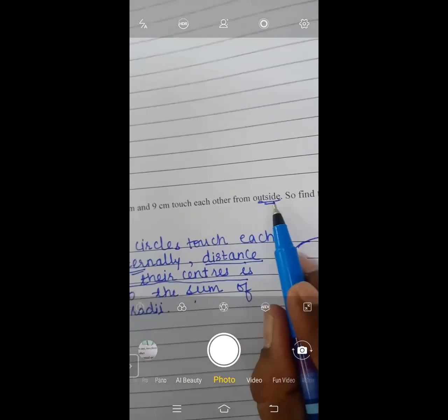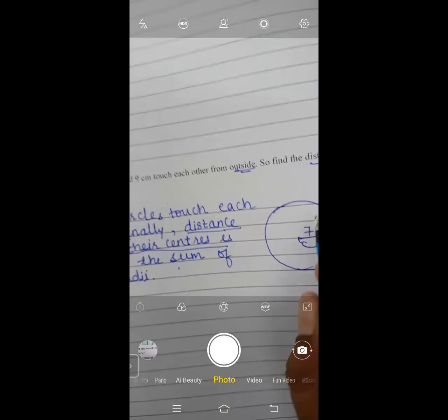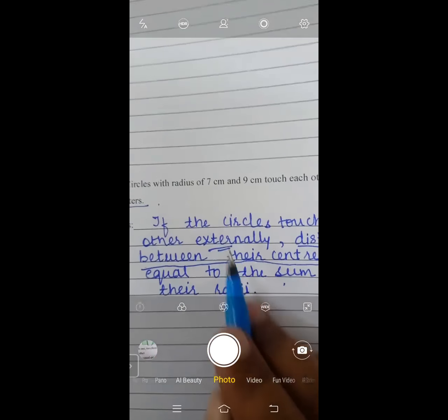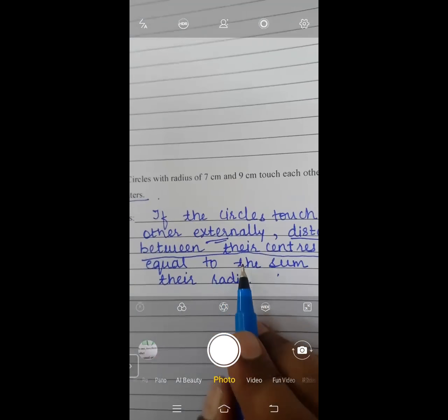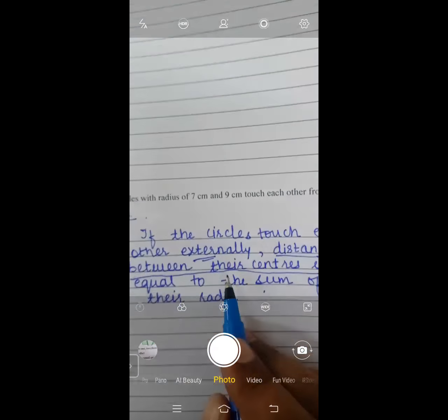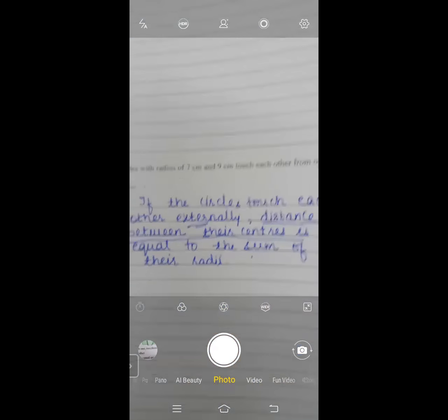If this word was inside instead of outside, the circle must be placed in the circle. It must be the second case of touching circles, so I will use this property. It is very important to understand what is given inside the question and which property to use.